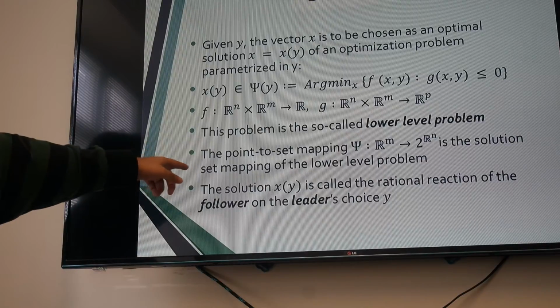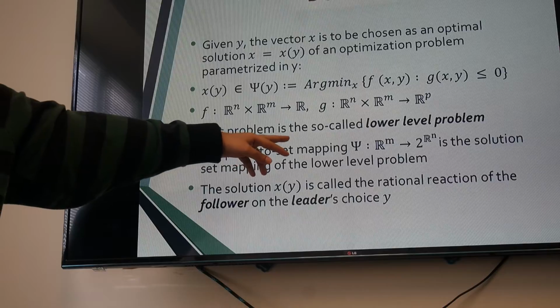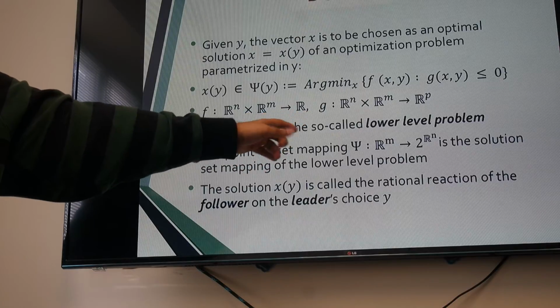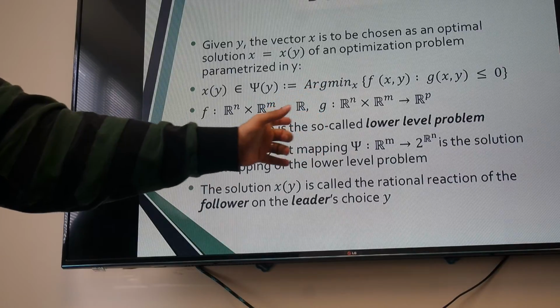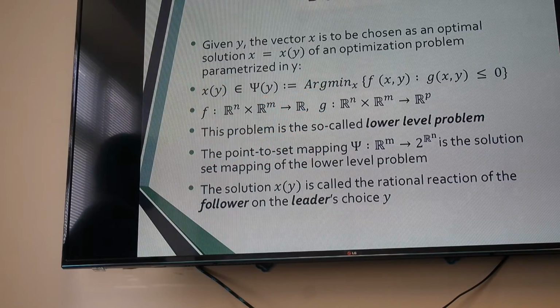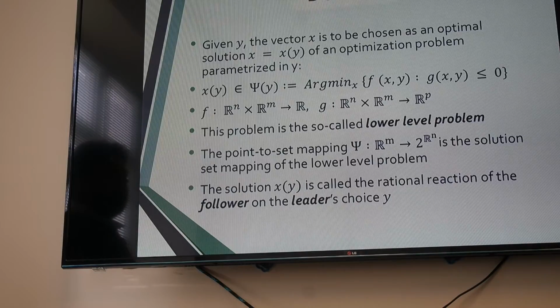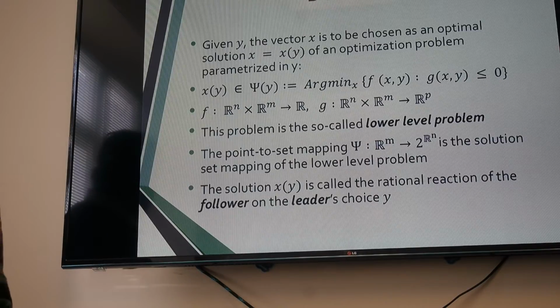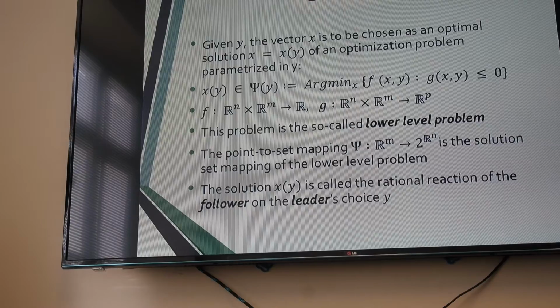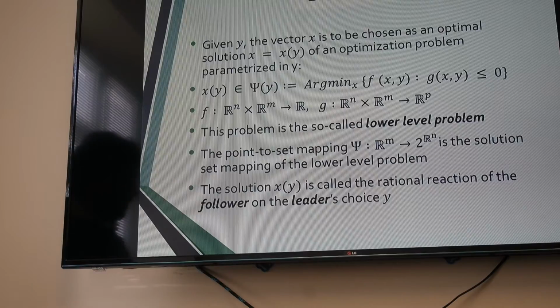And as I was just saying, the point to set mapping C takes the y values into pairs of x and y's with the power set 2 to the power R^n. And that's the solution set mapping of the lower level problem. The solution x of y is called the rational reaction of the follower on the leader's choice. This is how they call it. Is this the whole definition of bi-level? No, this is half of the definition. This is the lower level.